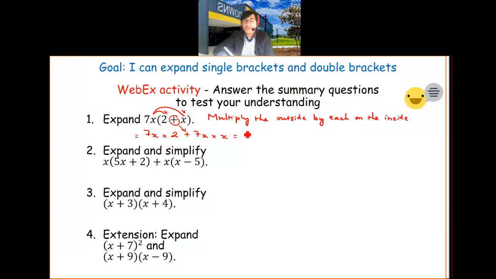Let me know if you need me to explain anything again. Now 7x times 2. So now we can combine them together because this is multiplication. You can only combine a number and a letter together if it is multiplication. So here we're just going to multiply the numbers together. So 7 times 2. 7 times 2 is 14.